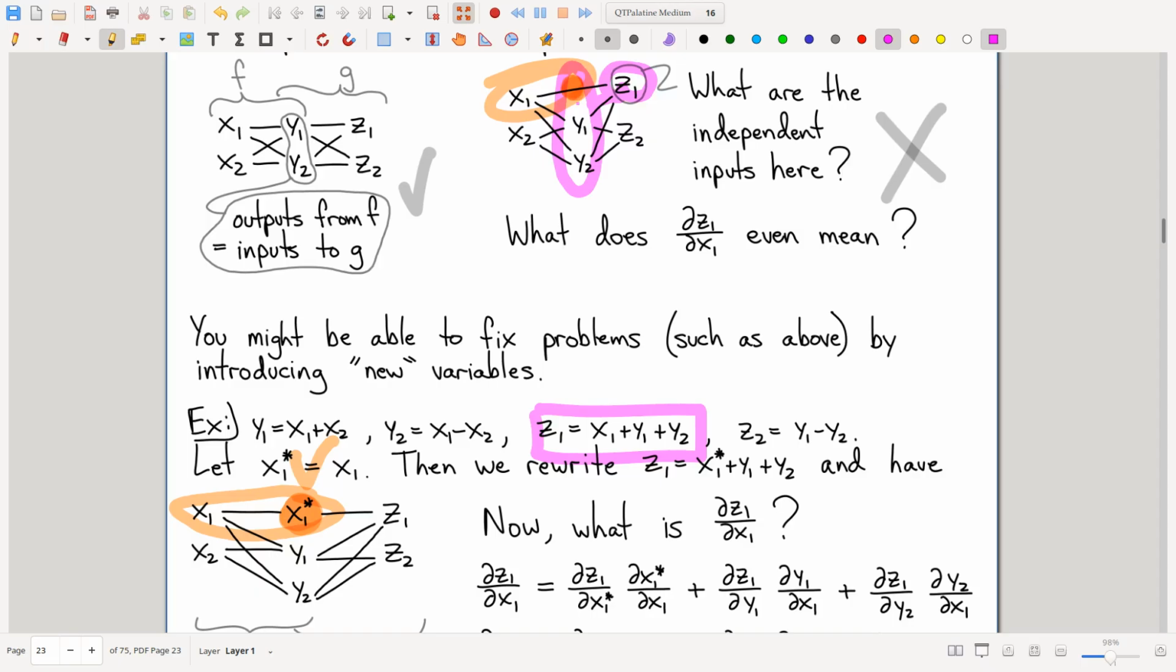And again, it doesn't really change anything if I turn this into that, because what is this x1 star? Well, it's x1. Right? So this is kind of pulling a fast one, right? And that's perfectly fine, perfectly legal, no problem.